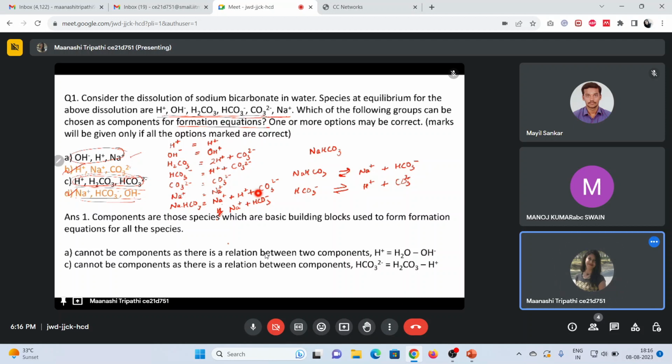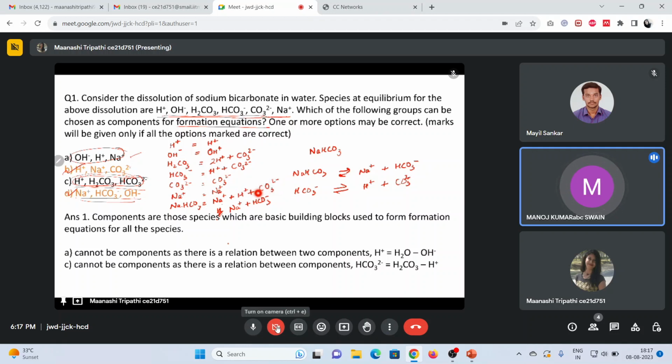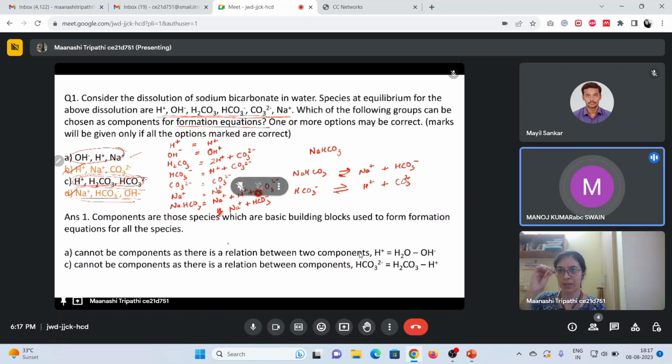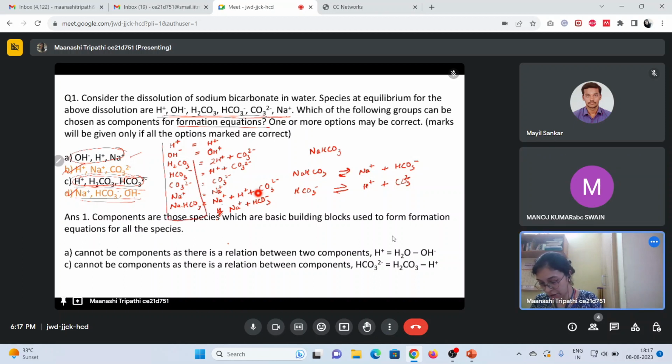Any doubt? I have a doubt, madam. The question is, both B and D are correct? Yes, correct answer. Why are these two correct and the others are not? See, if you look at option A, you are seeing all these species. In case you want to make H plus, you need just H plus. If you want to make H2CO3, you need these things.